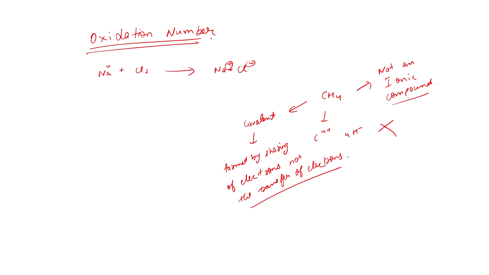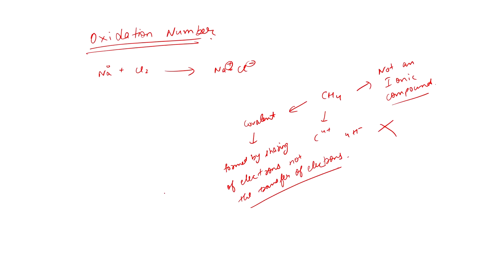So, this is a problem for us, and we want to solve it: how, in the case of covalent compounds, we can measure how the charge is getting transferred, that is, whether the charge is increasing or decreasing. For that there comes a concept called oxidation number.